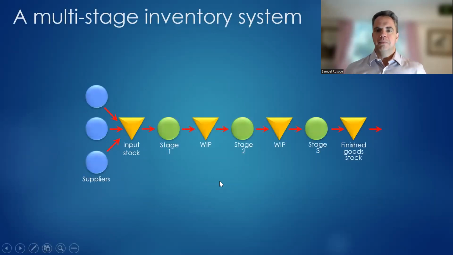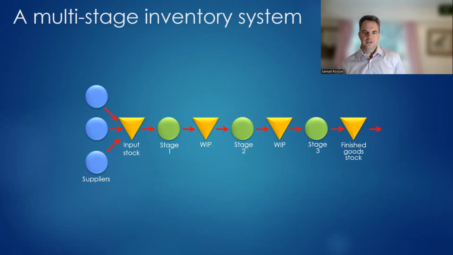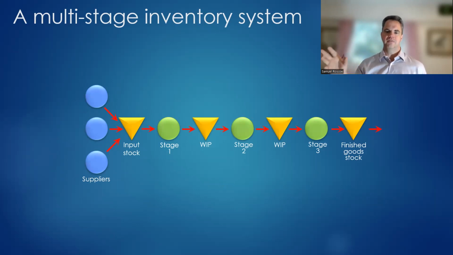So there's also this idea of a multi-stage inventory system, where suppliers might deliver into, let's say, the back of a warehouse or a production line. Then we would go into the first stage, where that inventory, let's say it's an aluminum coil, might be stamped into a door panel. That then moves to the next station, stage 2, where it's pressed and forged into a complete door panel, and then finally you go into stage 3, where it's painted.